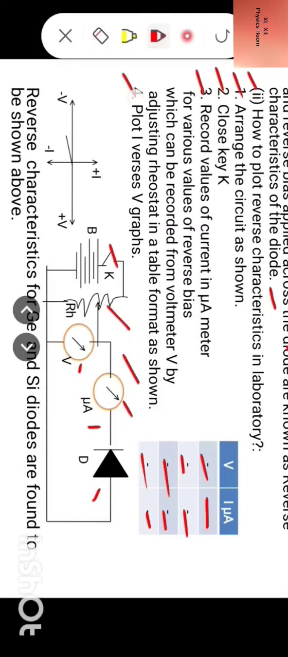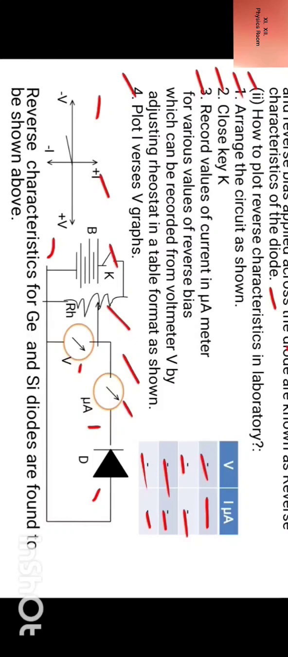Fourth, plot I versus V graph. So the I versus V graph comes out to be as shown in diagram here. So reverse characteristics for germanium and silicon diodes are found to be as shown above.